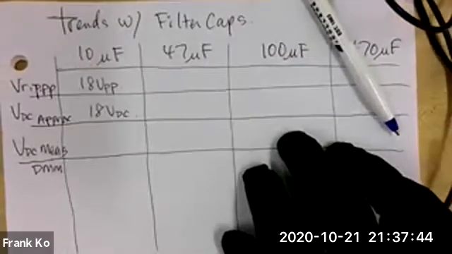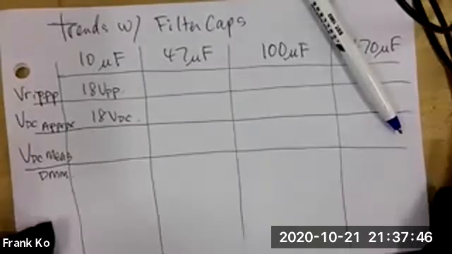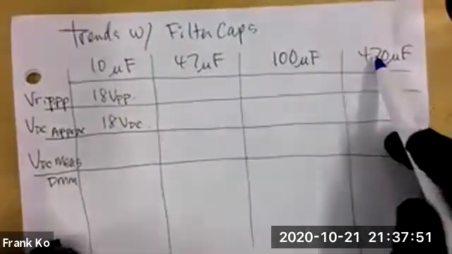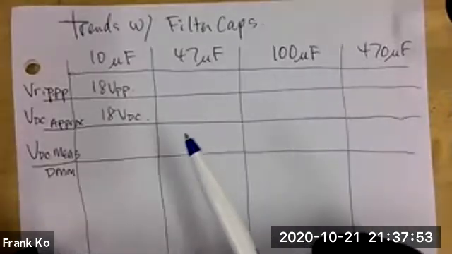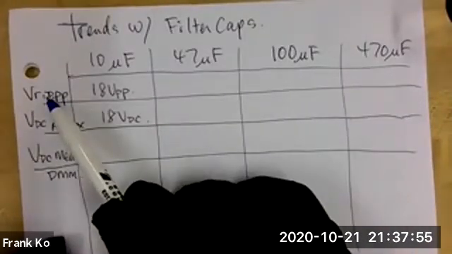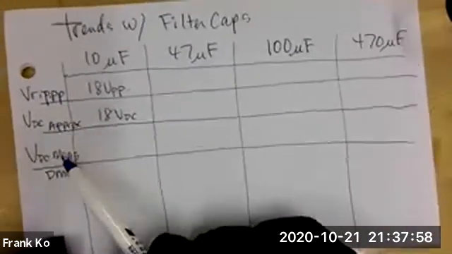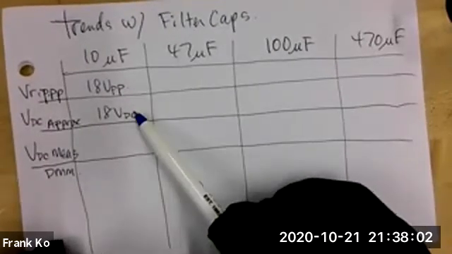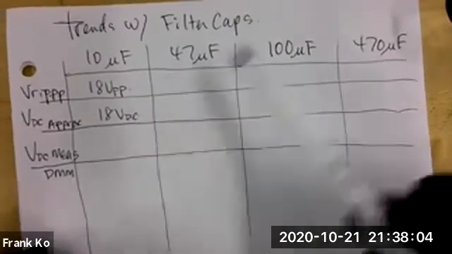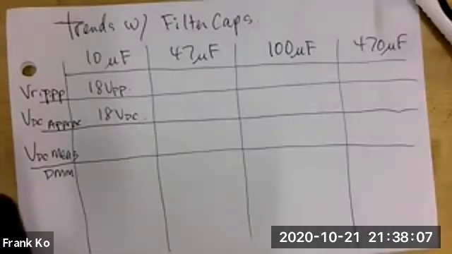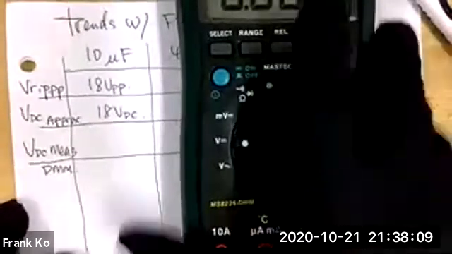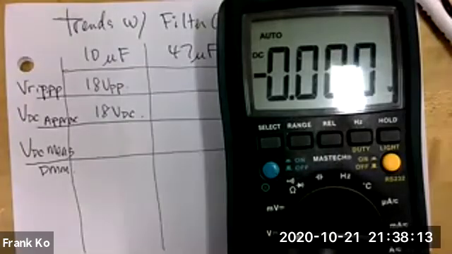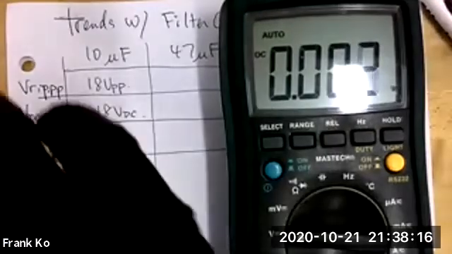Okay, so we're going to look at a trend of what's happening with your filter caps: 10 microfarad, 47 microfarad, 100 microfarad, 470 microfarad. And we're going to look at voltage ripple peak to peak considerations, and VDC measured with the DMM. This is what I was able to get off the oscope. This is what I was able to approximate. Now I'm going to measure with my digital multimeter in the DC mode on my capacitor to ground, or resistor to ground, same thing.